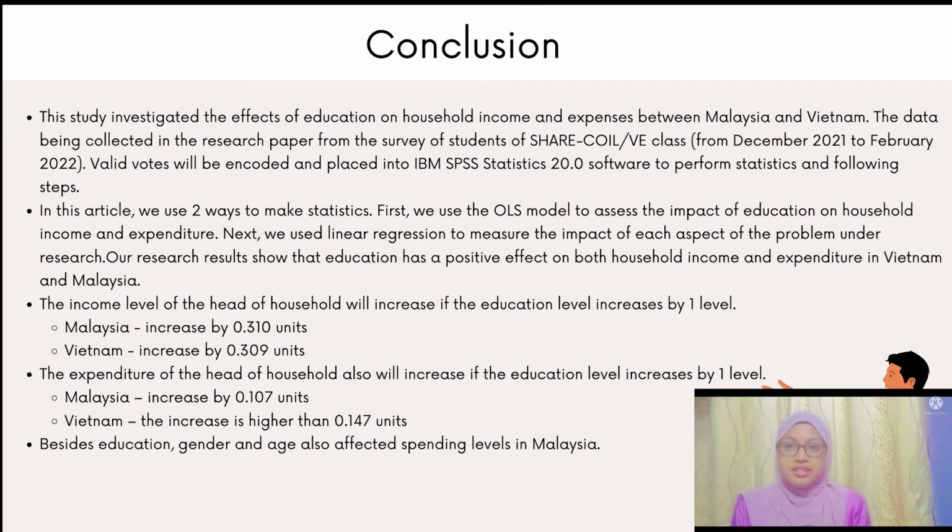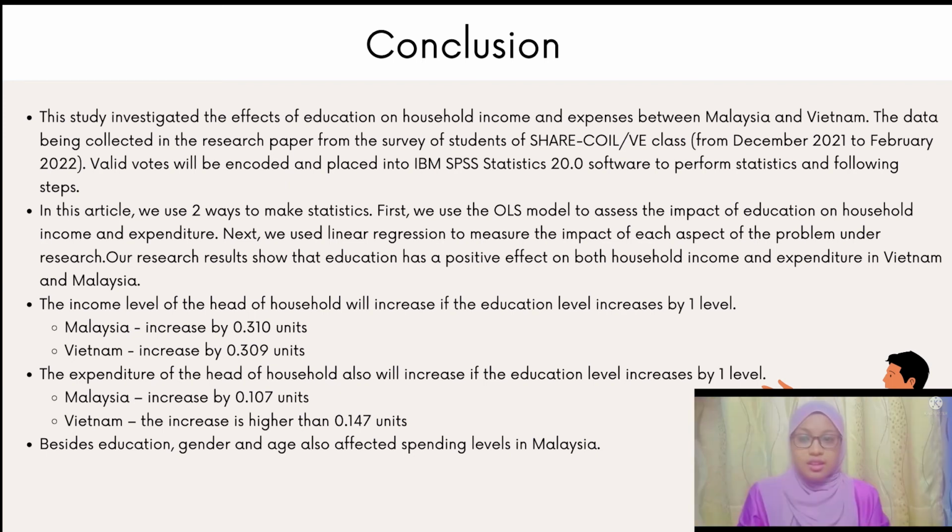In conclusion, in this article, we use two ways to make statistics. First, we use the OLS model to assess the impact of education on household income and expenditure. Next, we use linear regression to measure the impact of each aspect of the problem under research. Our research results show that education has a positive impact on both household income and expenditure in Vietnam and Malaysia. The income level of the head of household will increase if the education level increases by one level. For Malaysia, it increases by 0.310 units, while for Vietnam it increases by 0.309 units.